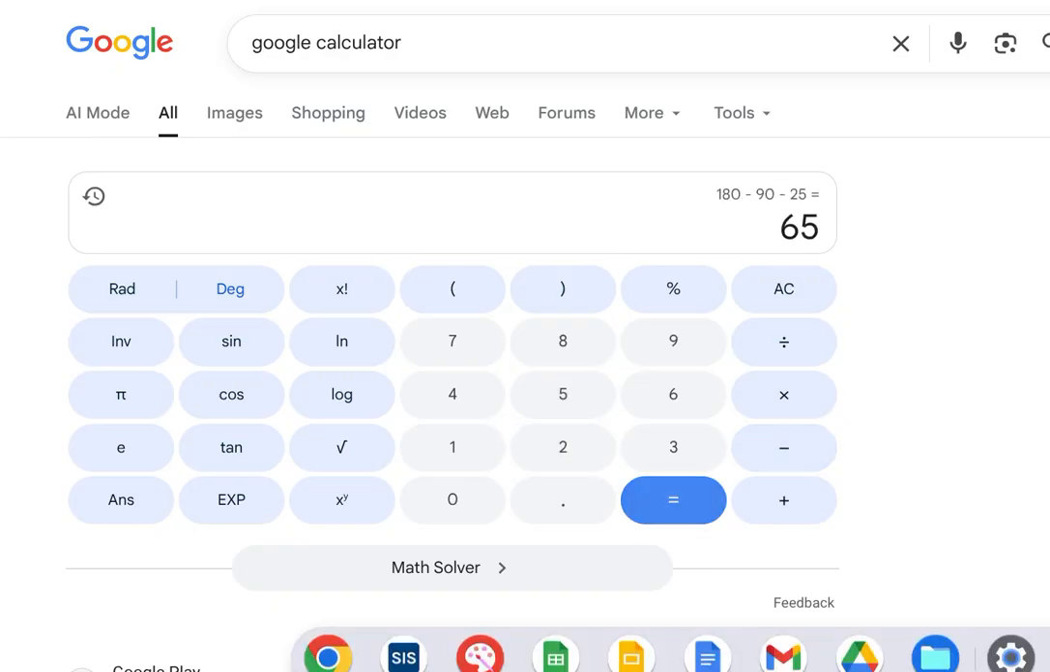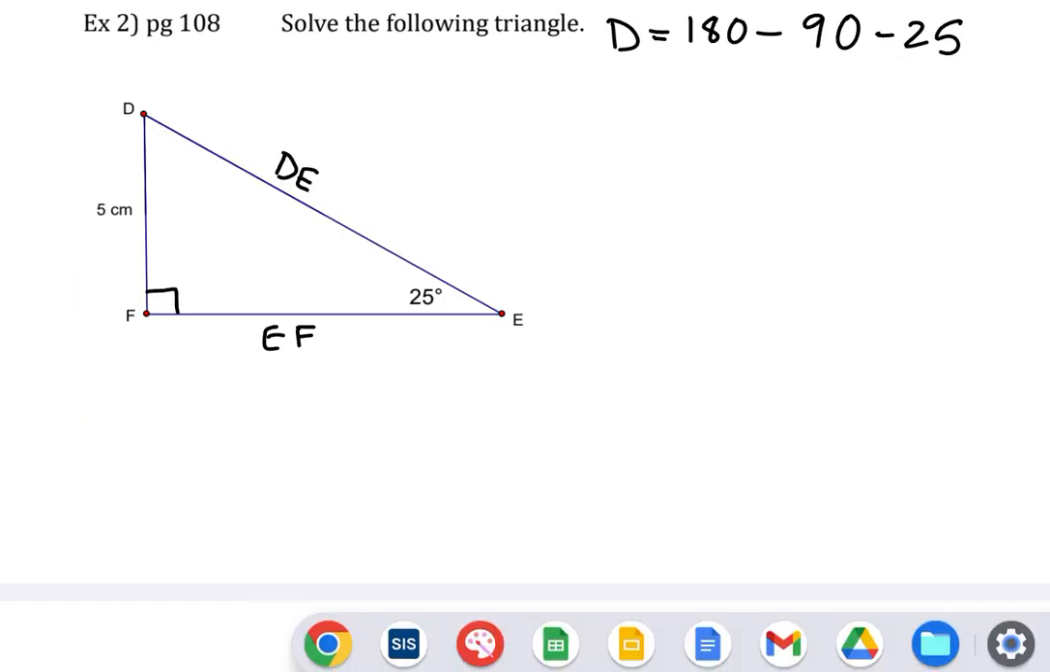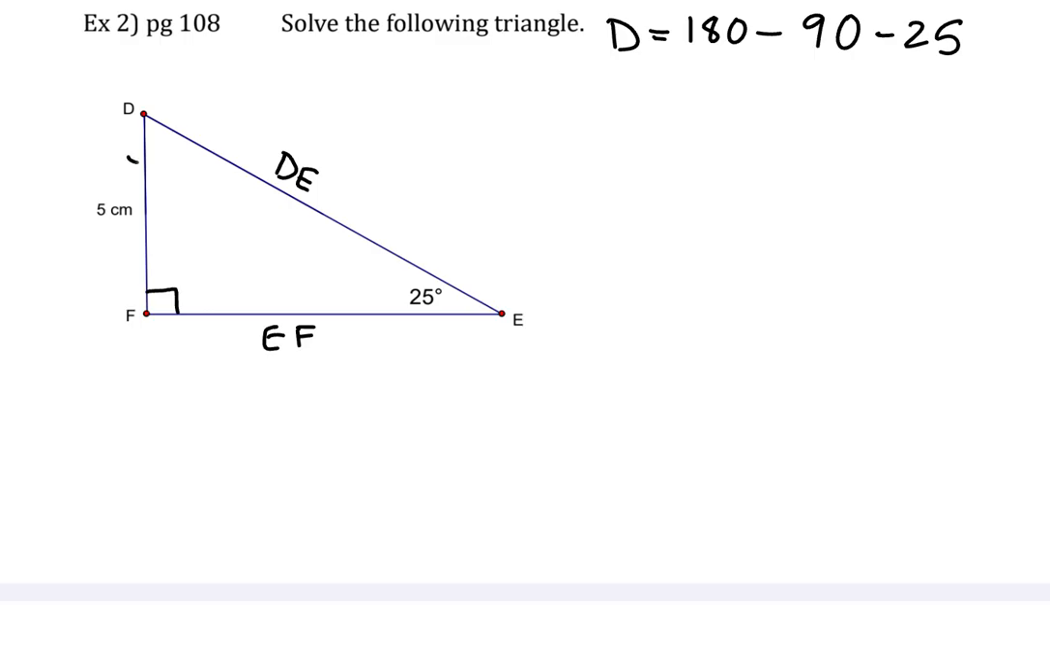And we get 65 degrees. All right, so let's go from the angle that we started with right here, and we're going to call this our opposite. We're going to call this our hypotenuse, and we're going to call this our adjacent. So we have solved all the angles in this triangle.